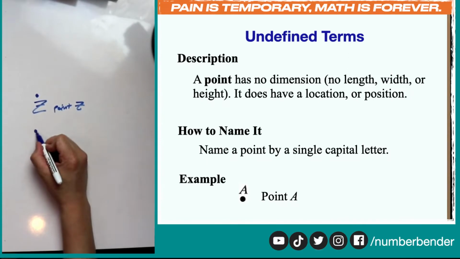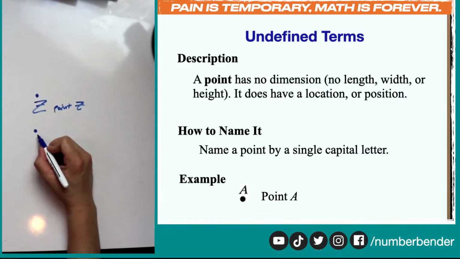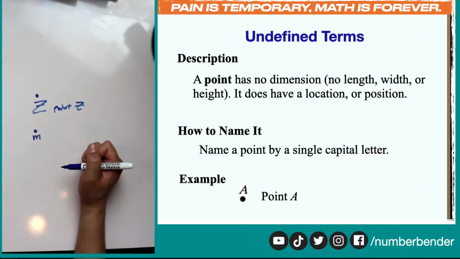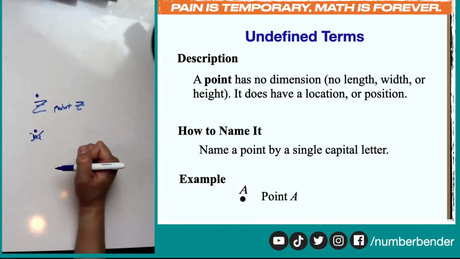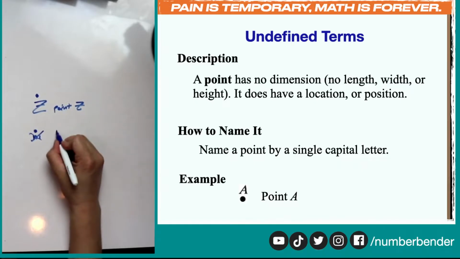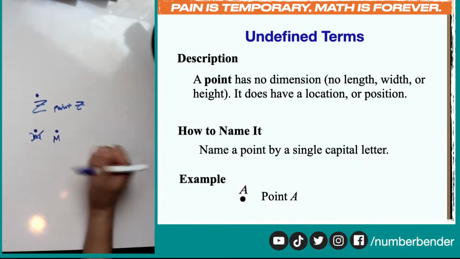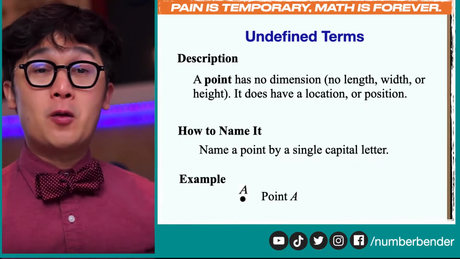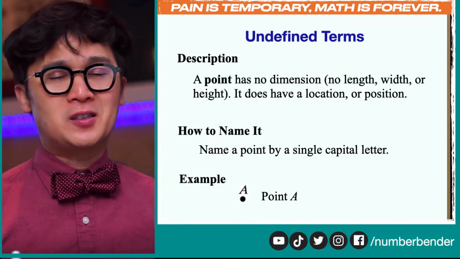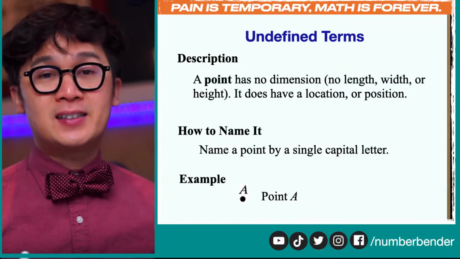And notice that in geometry, we cannot use the lowercase letter, so we cannot name this point as point m because this will defy the rule of naming a point in geometry. So instead, we'll use the capital letter so that we will be able to understand each other without confusion when it comes to mathematics, which as we know is an exact science.